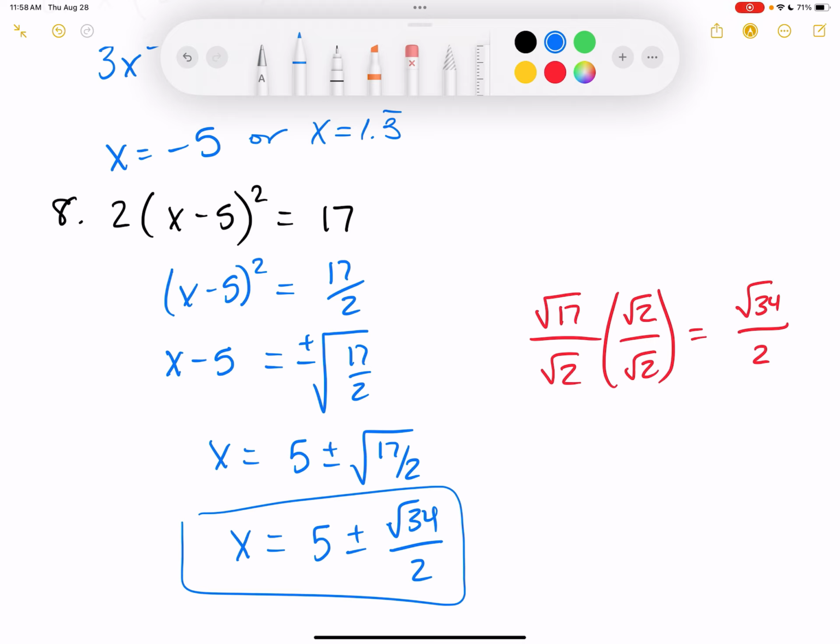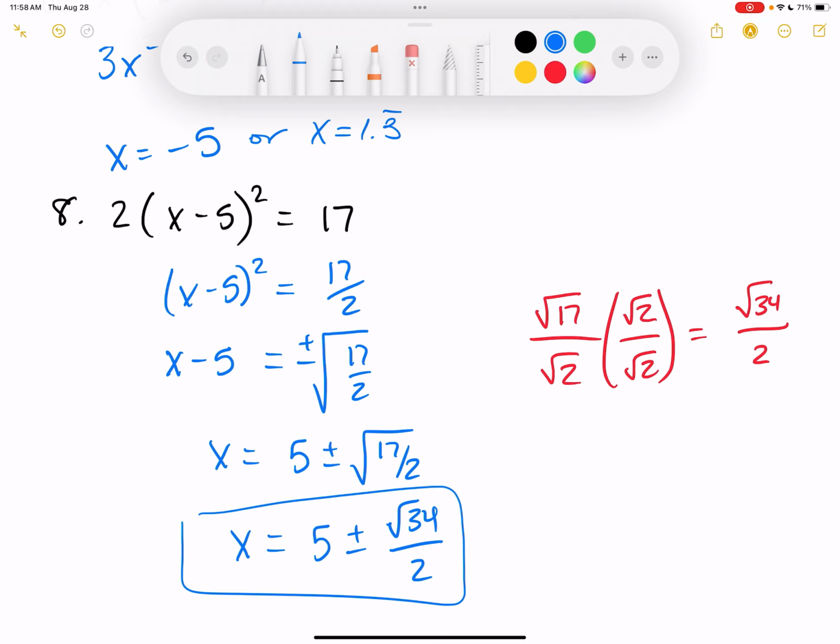Meanwhile, in the book, they just change it to a decimal and leave it as 8.5 under the radical. Leaving it as a fraction would also be totally fine. I don't really care, but I just wanted to review rationalizing.